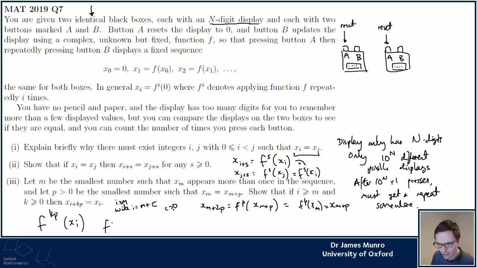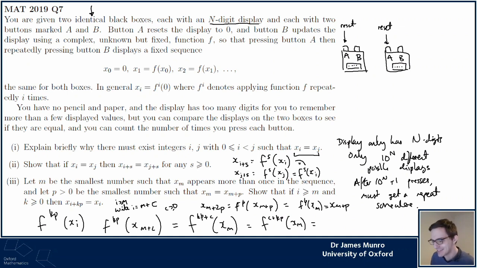Okay, so then we've got f to the kp of x_{M+C}. Same idea again, I think. I want to write that as f to the kp plus c of x_M, because I want to relate everything back to x_M. This says start at x_M and then press the button kp plus c times. I'm going to think about that as pressing the button kp times and then c times, because addition is commutative. So we can think about grouping them as kp plus c, or grouping them as c plus kp.